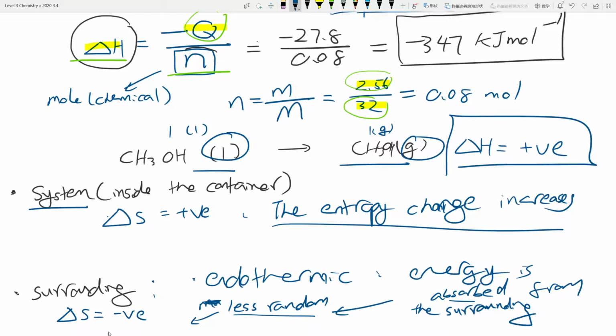Okay, and when do we have a spontaneous reaction? It's when the total change of entropy, which are the two things I just highlighted, when these two entropy changes added together are positive. When this guy and this guy add together, if the number is positive, yay, you have a spontaneous reaction.